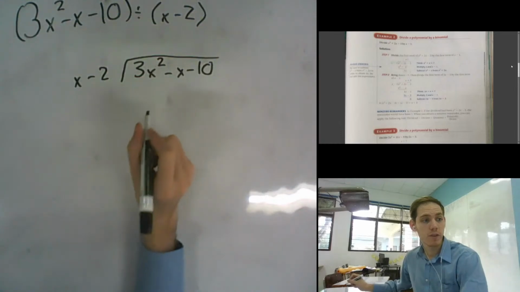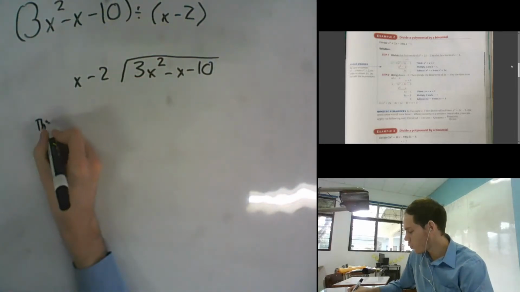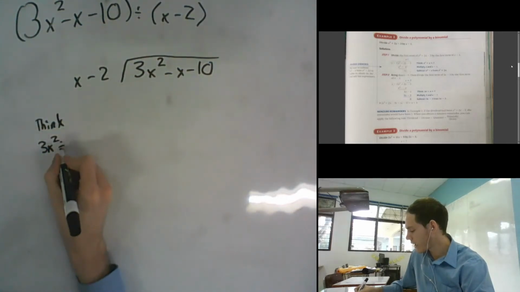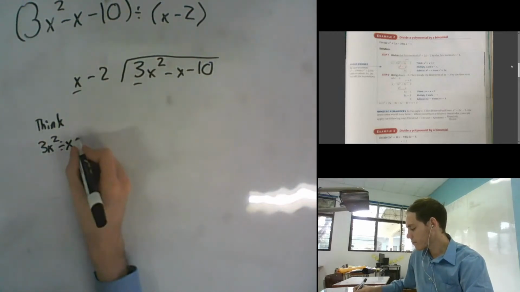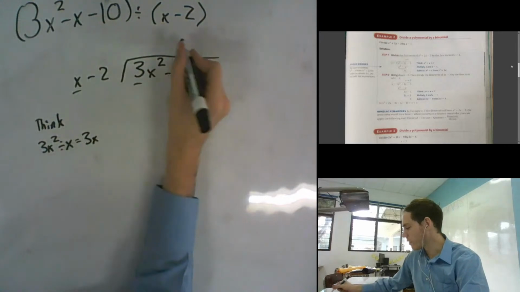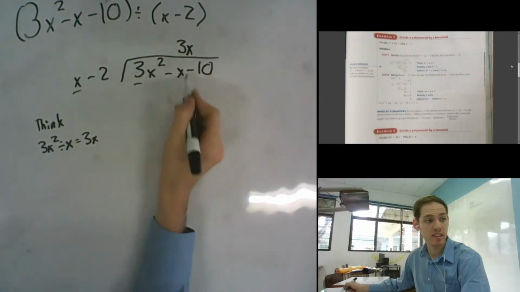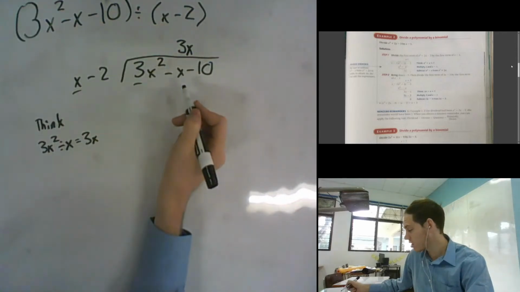Okay, first step, we think. What is 3x squared divided by x? So we always look at our first two terms. Well, that's 3x. We write that. You write that right above the same. Do you see how that's x above x? We like to write the same power right above each other.